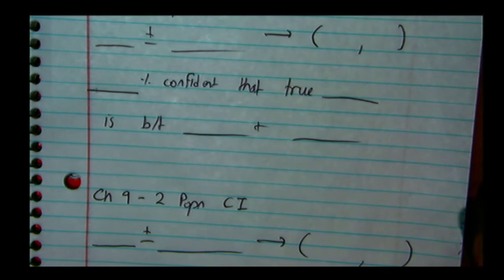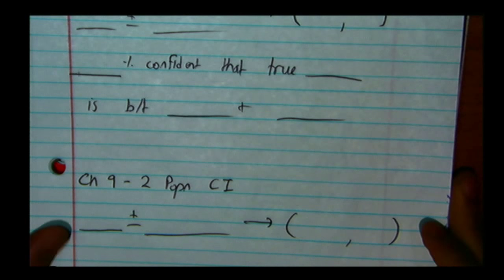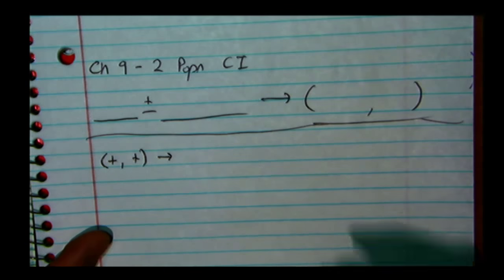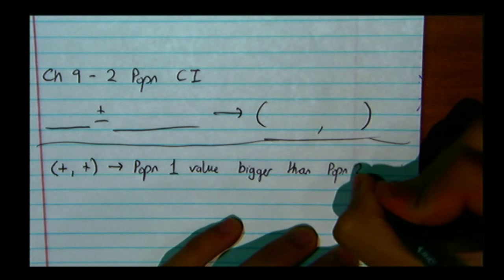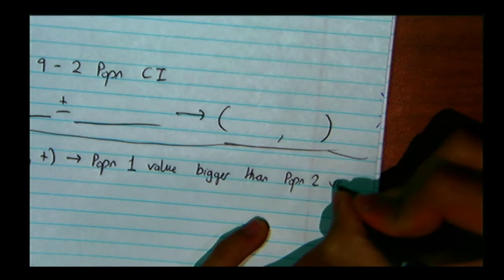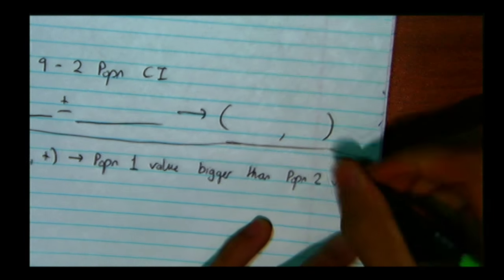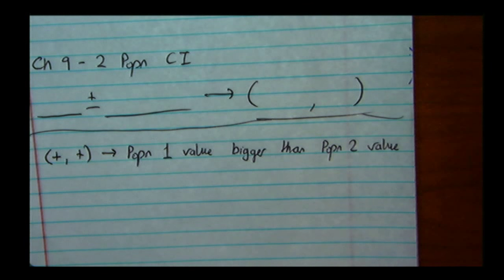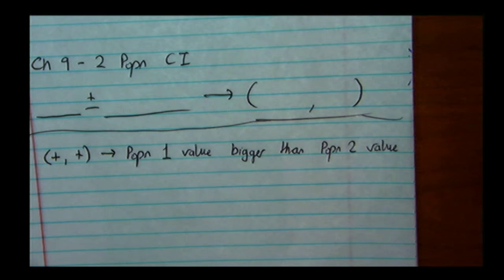And let's make a table for that. So we can have three situations going on for our two numbers. If we get two positive numbers here, what's that telling us? So we're blank percent confident that the true population mean height of UCF students is higher than the height for UF students. That's getting two positive numbers here.